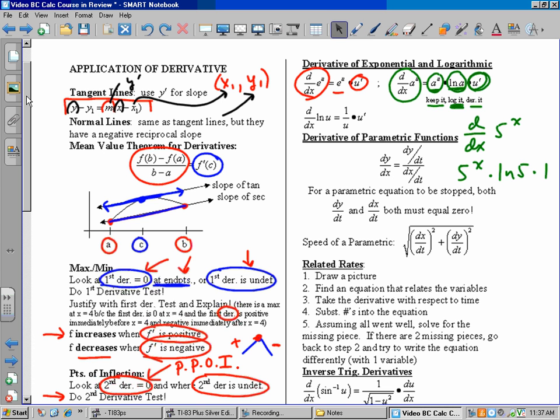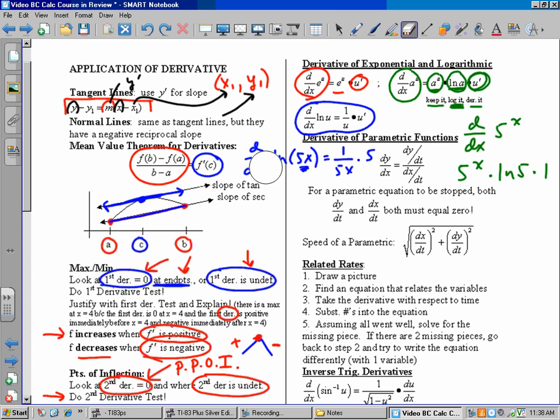The derivative of a natural log function is 1 over x. So the derivative of the natural log of x would be 1 over x. The derivative of the natural log of 5x would be 1 over 5x times the derivative of 5x. All right.